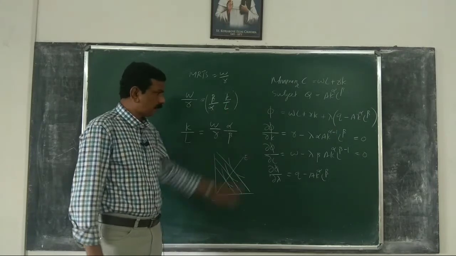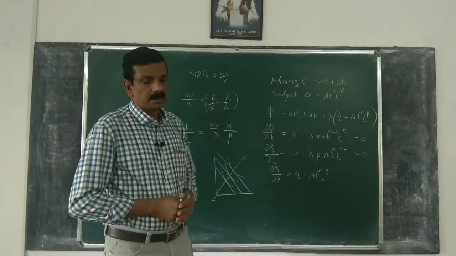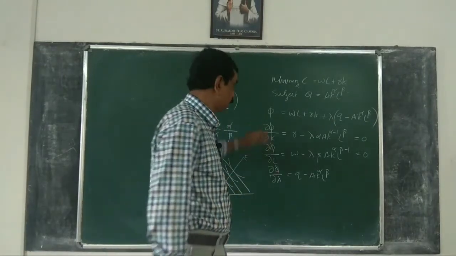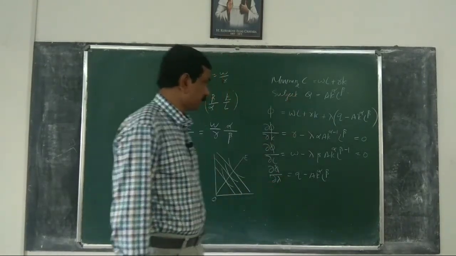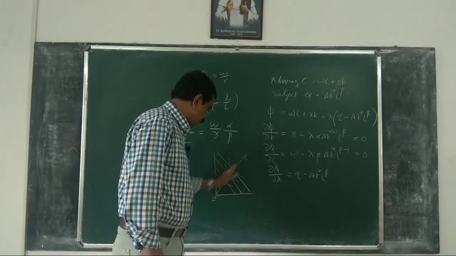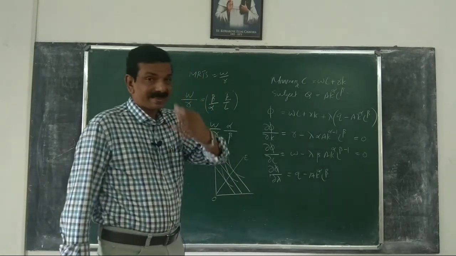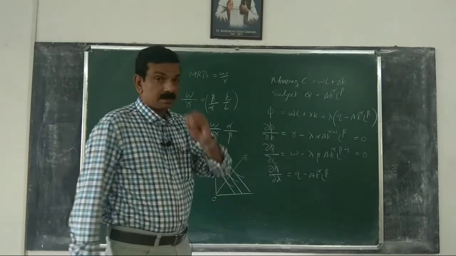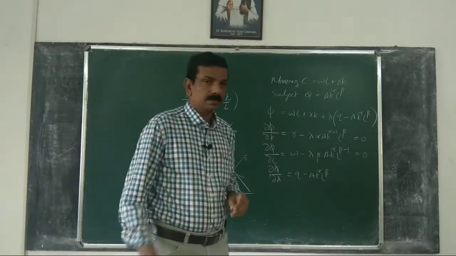And this is true for all homogeneous production functions. So in the Cobb-Douglas production function, the expansion path is a straight line because the Cobb-Douglas production function is homogeneous.